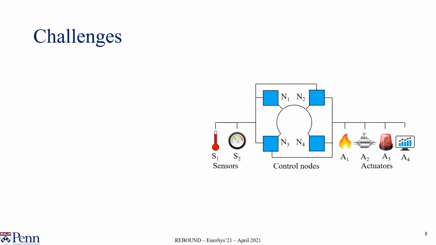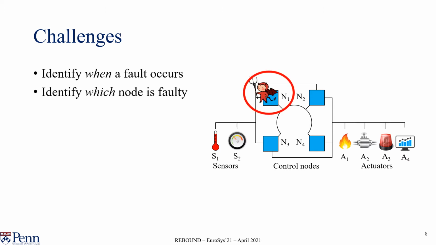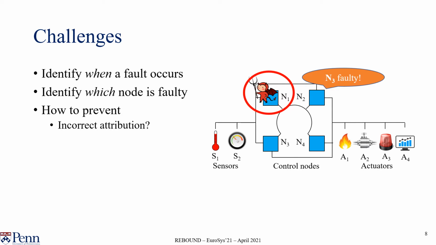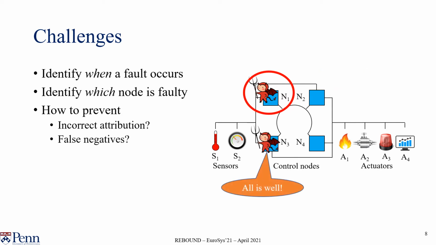Providing the BTR guarantee is non-trivial. We need to identify when a fault occurs so that we can recover by the right time. We need to identify which node is faulty, and at the same time, we need to prevent incorrect attribution, in which a node believes that another healthy node is faulty instead of the actually compromised one. We need to prevent false negatives, where a faulty node is able to convince the rest of the system that everything is okay, even though it's not.